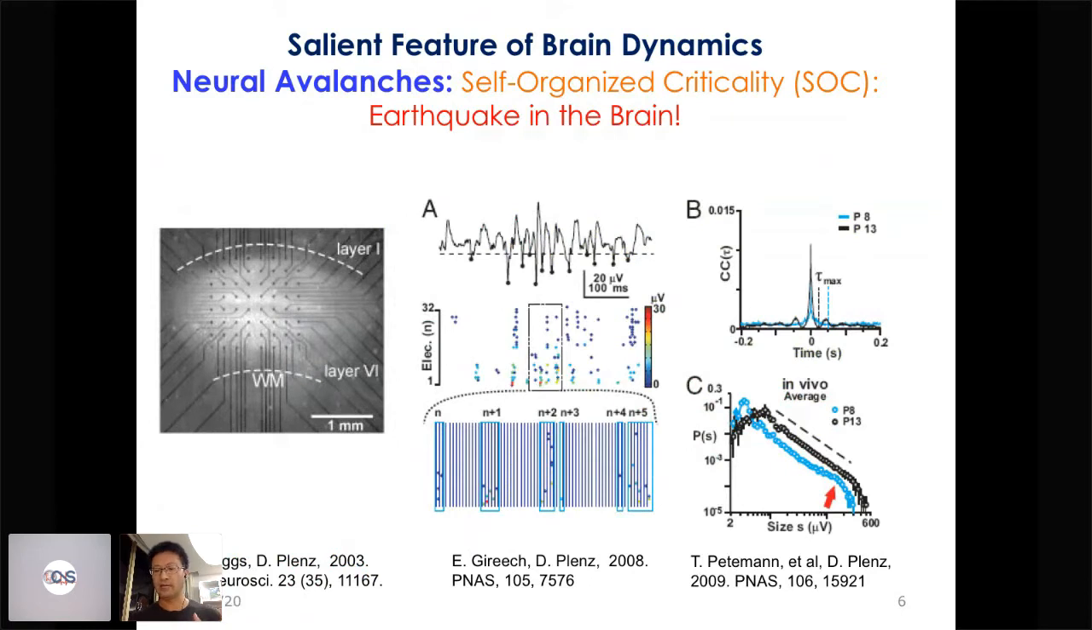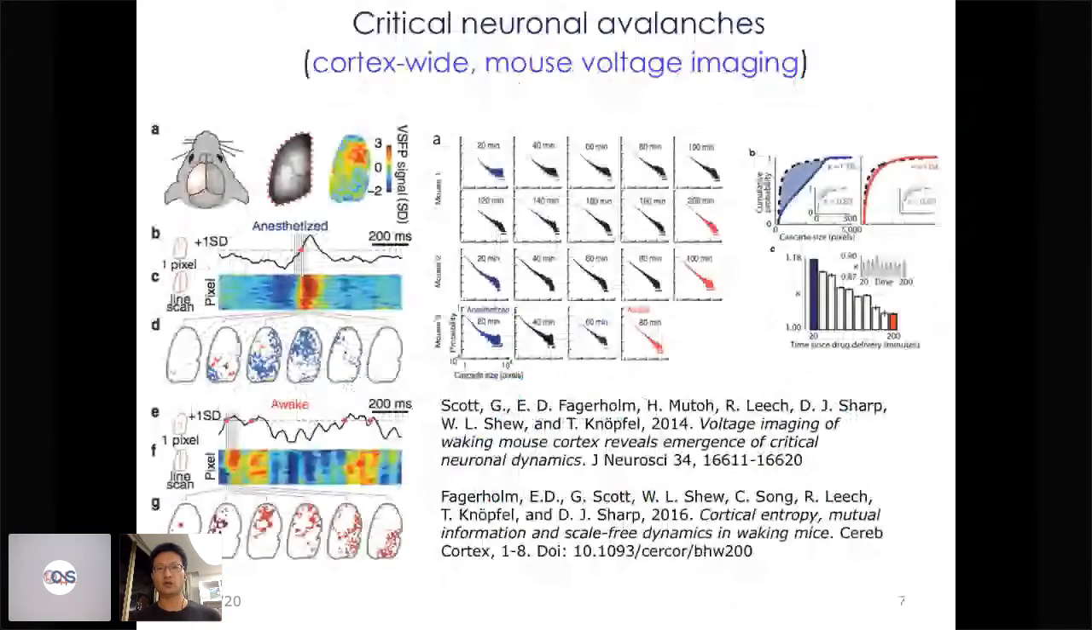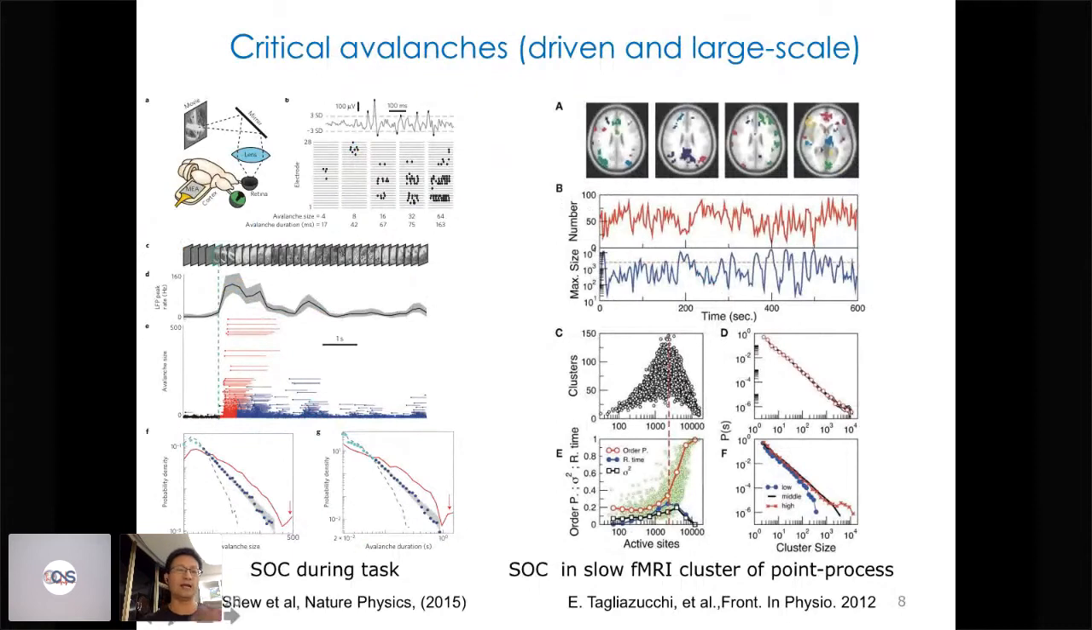Like an earthquake happening with a Brillouin constant. And this is not just a property at the microscopic level of the electrode array. You can go to the whole brain. Here is the voltage imaging of the whole mouse cortex. When the mouse is recovering from anesthesia, you can see the avalanche size distribution go to this power law, which is the same as the awake state. This is for the resting state. But even in a task state, when the animal is given a visual signal, the system will be kicked away temporarily from the resting state, and then it will restore this power law critical state.